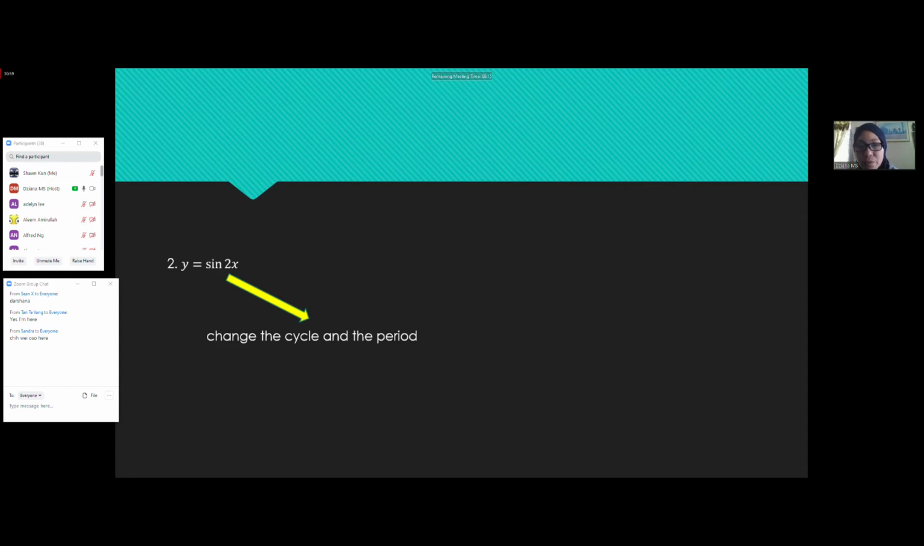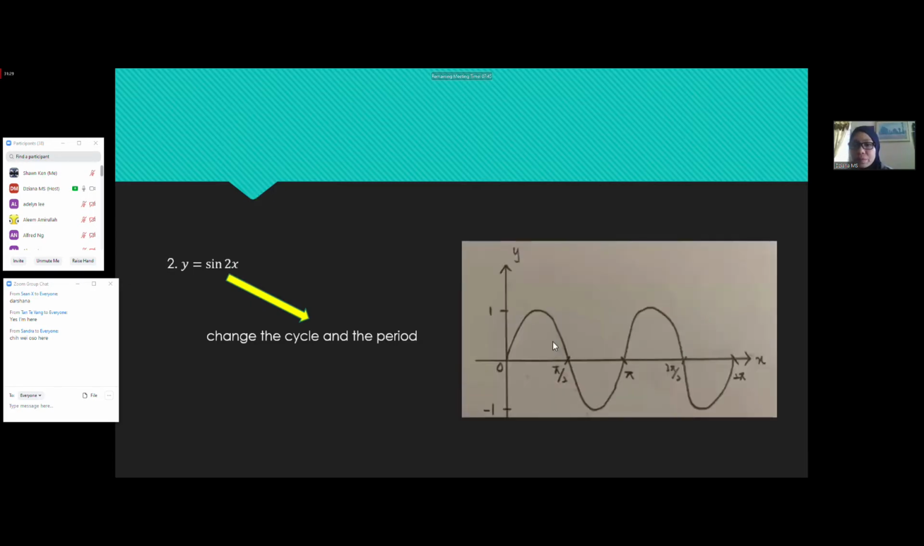Usually, for sine, you only have one cycle for 2 pi. But with 2x here, you should have 2 cycles for 2 pi. Okay? So this one will change the cycle. If 3, then you should have 3 cycles. If half, you only have half the cycle. So 2x.